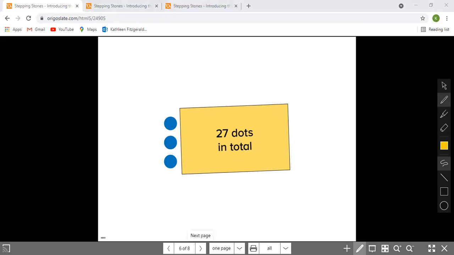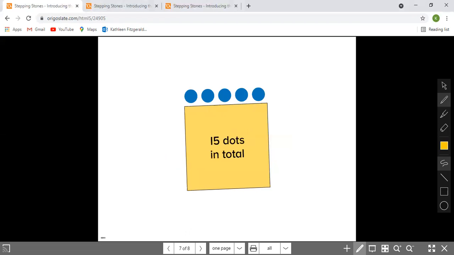Looking at our next one, 15 dots in total. However, this time we've got 5 columns. How many will be in each column? So this time our question will be 5 times something equals 15, and 15 divided by 5 equals 3. And most of us are pretty good with our 5 times table, so we know that 5 times 3 equals 15, and 15 divided by 5 equals 3.